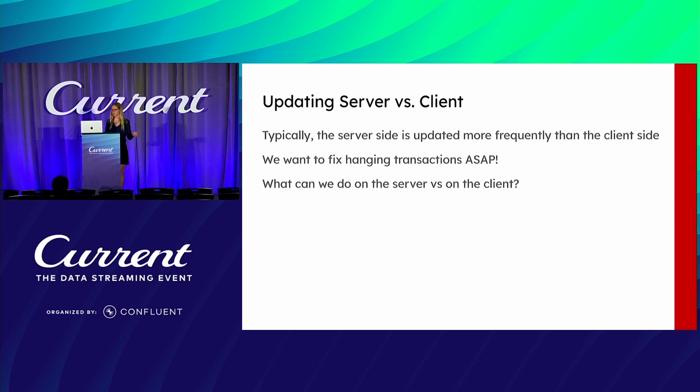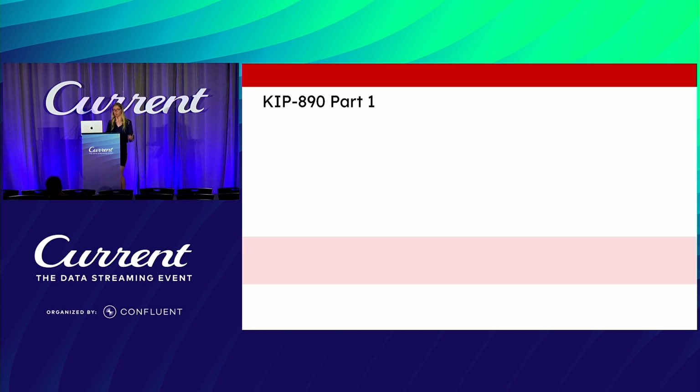One way to fix this quickly is to focus on just trying to fix it on the server side and getting that fixed out first. And this would mean that we can fix hanging transactions on old clients, right? So that's what KIP-890 Part 1 is all about. We want to eliminate hanging transactions on old clients by simply making the fix on the server side.